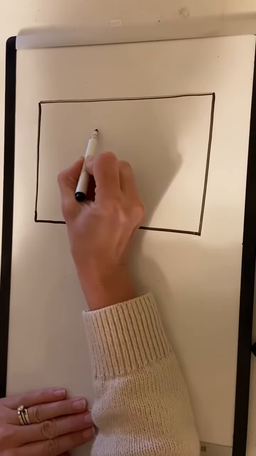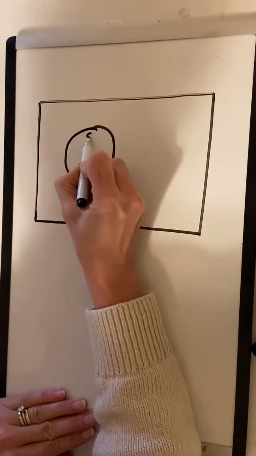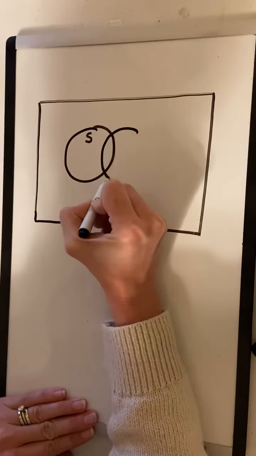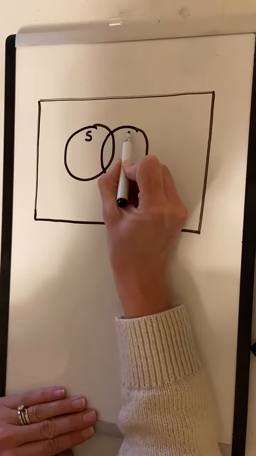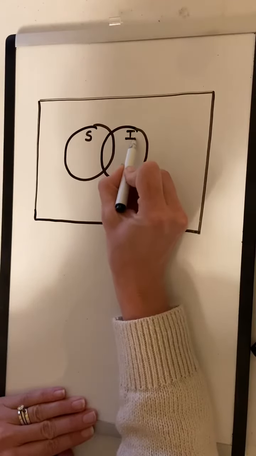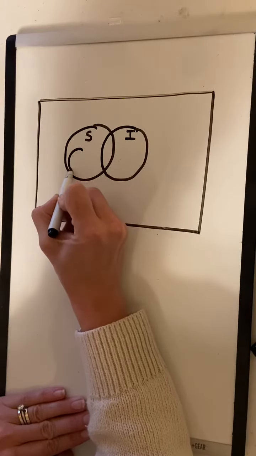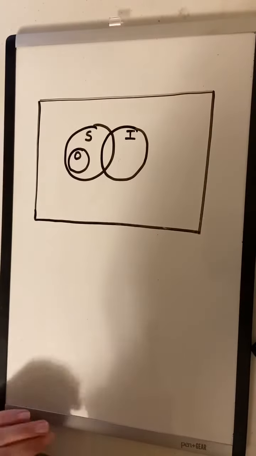But here's what makes this problem particularly unique. This is our switch hitters, which we will indicate with an S. We know that some of the infielders, exactly half, are going to be switch hitters. So we're going to put an I for infielders. What we do know is that all of the outfielders are switch hitters. So that's a subset of our switch hitters.